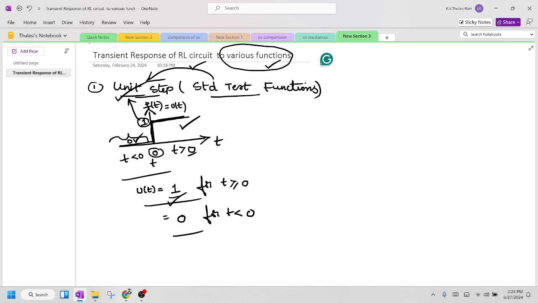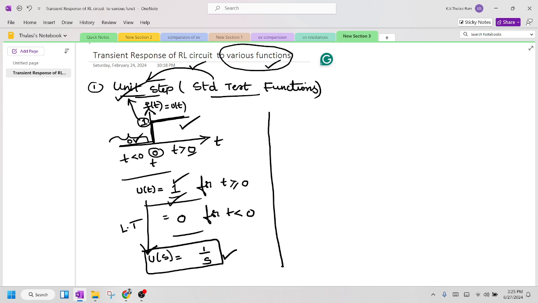You can see here this is in the time domain, and we are going to apply the Laplace transform to this. So the Laplace transform of u of t you can write as U of s. The Laplace transform of a constant is 1 by s. So remember, the Laplace transform of the unit step function is 1 by s. So this is the first standard test function.